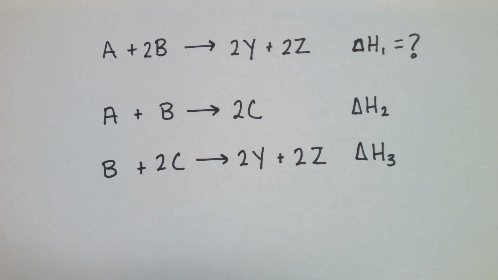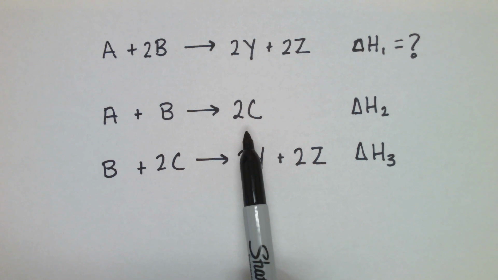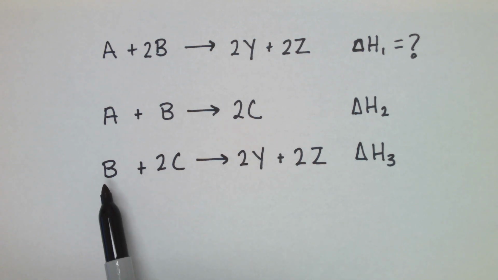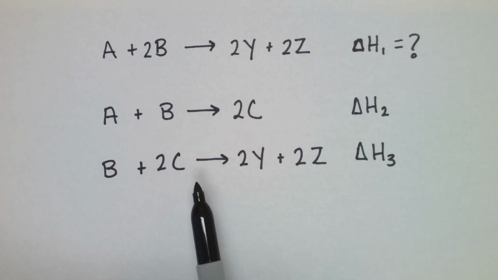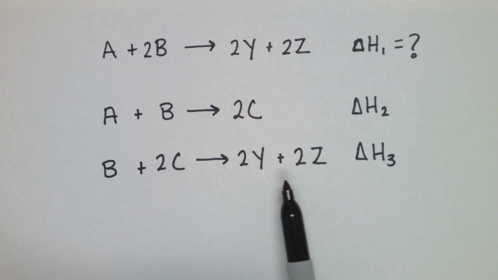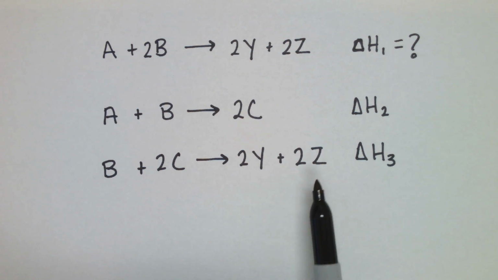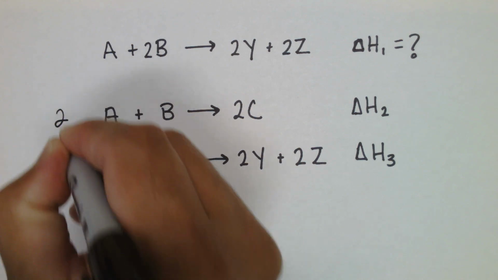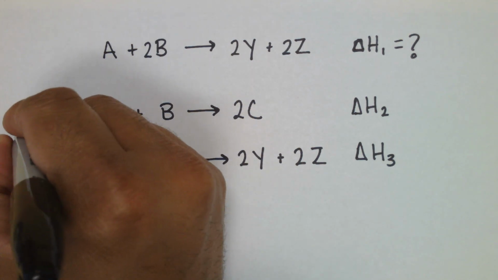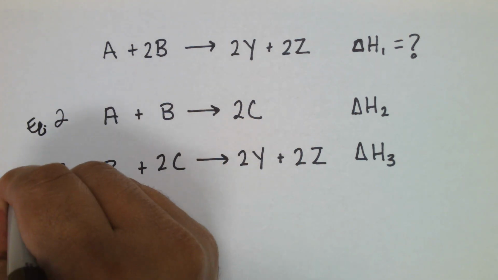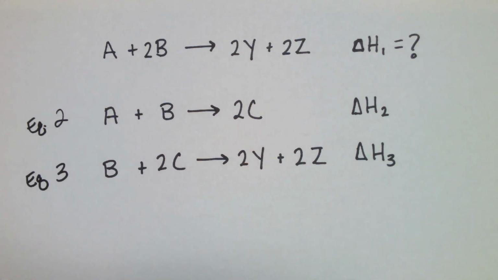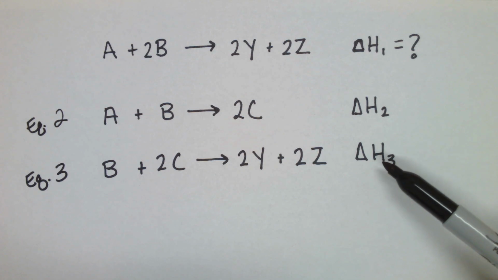Notice the equations: 1 mole of A plus 1 mole of B to yield 2 moles of C, and 1 mole of B plus 2 moles of C to yield 2 moles of Y plus 2 moles of Z. I'll call these equations 2 and 3. Each equation has a change in enthalpy. I'll call them delta H2 and delta H3.